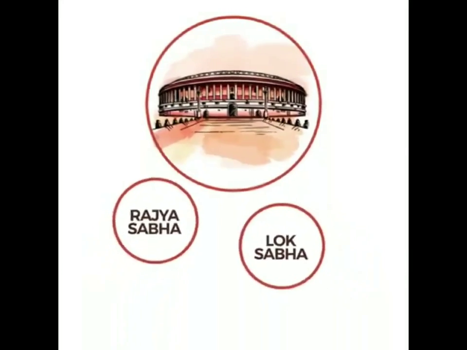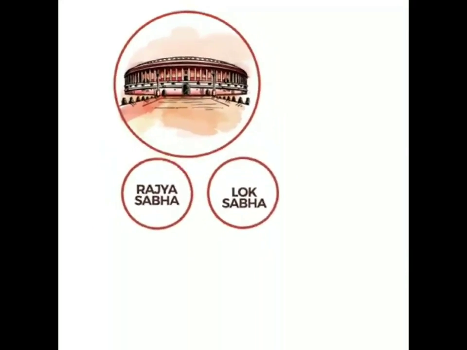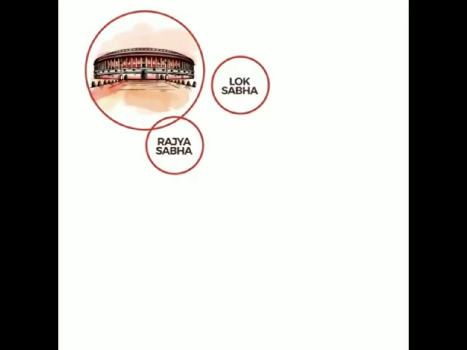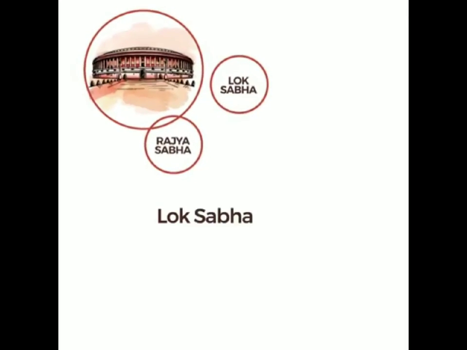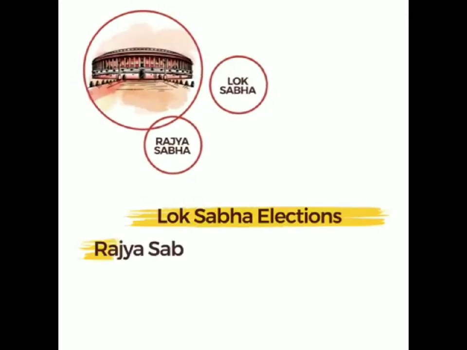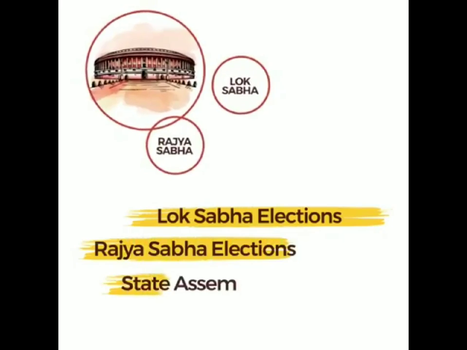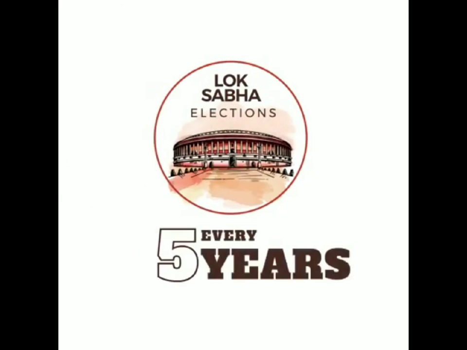And how are the members of the upper and lower houses elected? There are three types of elections in India. General elections, that is the Lok Sabha elections, Rajya Sabha elections, and state assembly elections. Lok Sabha elections are held every 5 years.